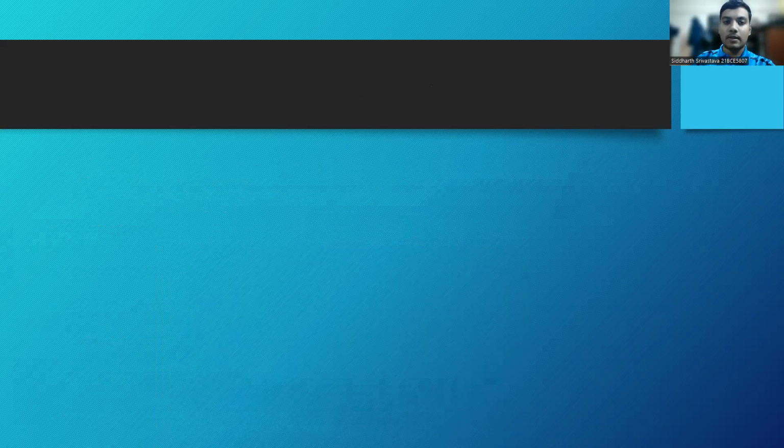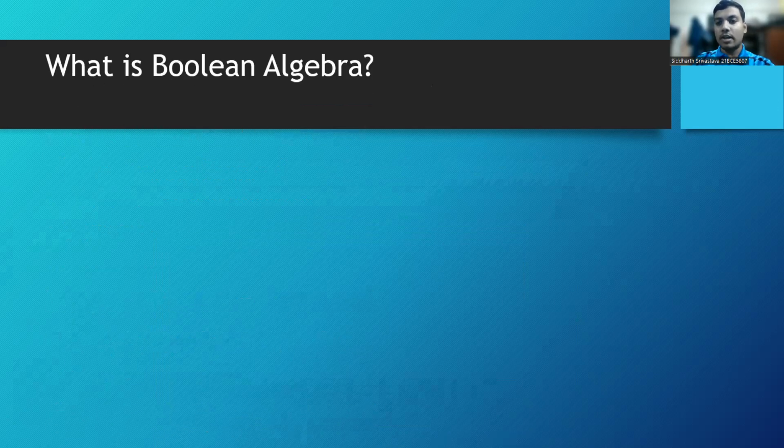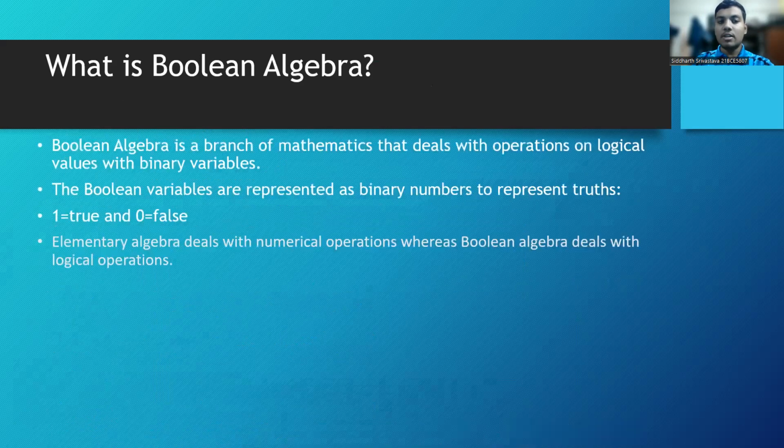So let's move further. Now we will discuss what Boolean algebra is. Boolean algebra is a branch of maths that deals with operations on logical values with binary variables. The Boolean variables are represented as binary numbers to represent truths, so 1 is for true and 0 is for false. Elementary algebra deals with numerical operations, and Boolean algebra deals with logical operations. This is the difference between elementary algebra and Boolean algebra.